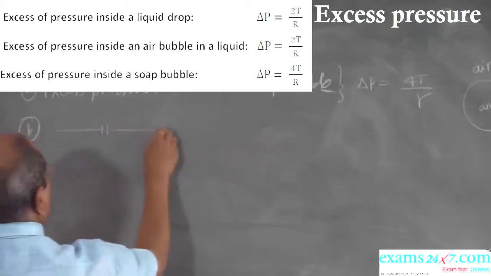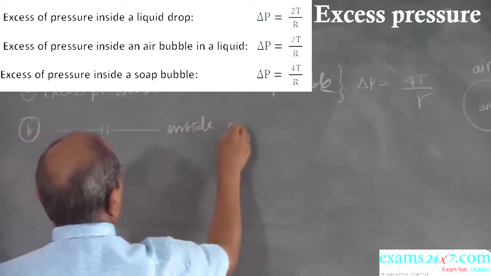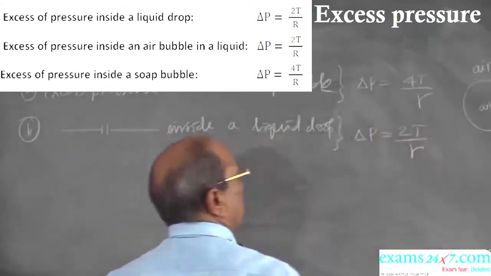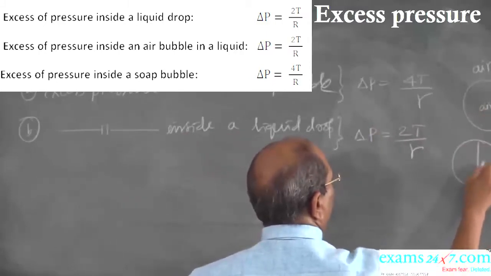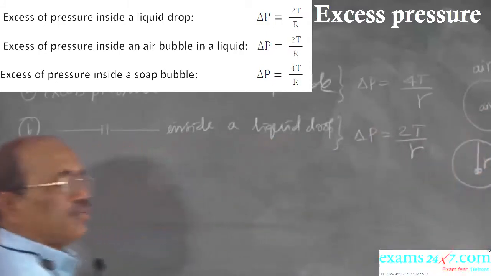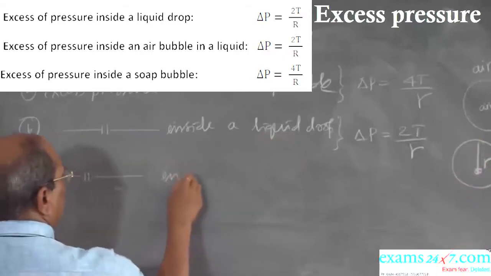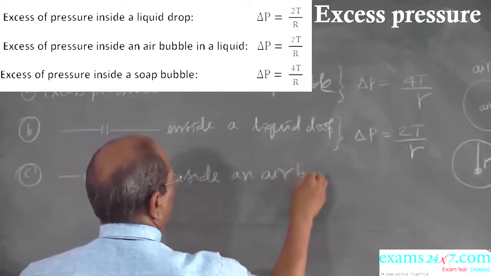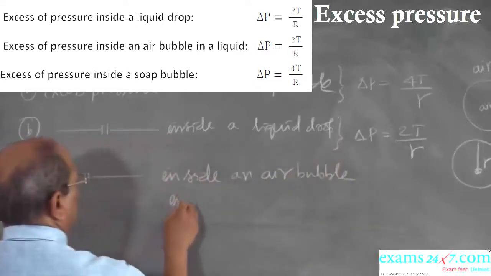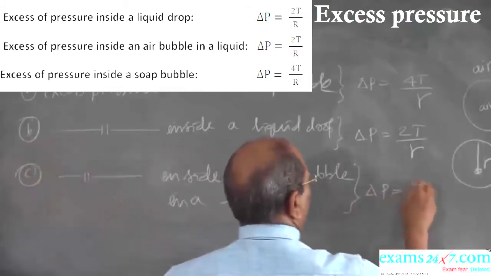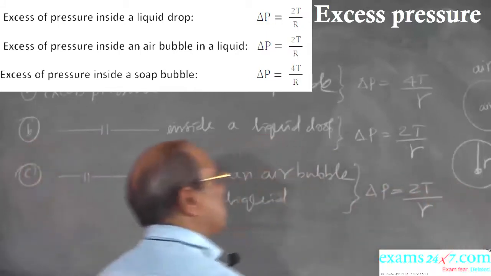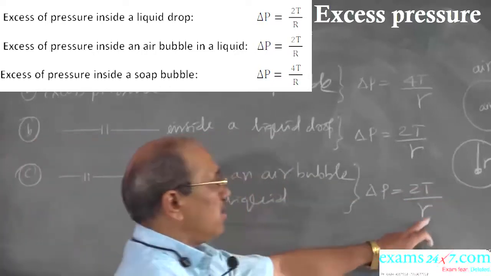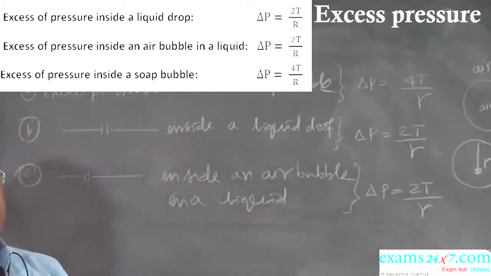The excess pressure inside a liquid drop is equal to 2T by R, where R is the radius of the bubble or liquid drop, and T is the surface tension. The excess pressure inside an air bubble in a liquid: if an air bubble is formed inside a liquid, the excess pressure experienced by the air bubble is equal to 2T by R. Again, R is the radius of the air bubble and T is the surface tension of the liquid.